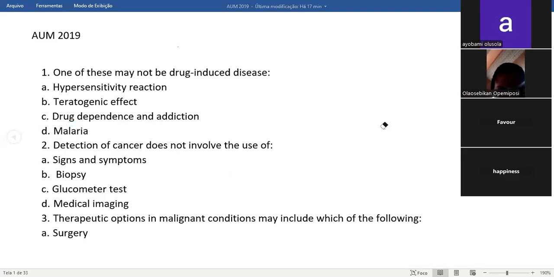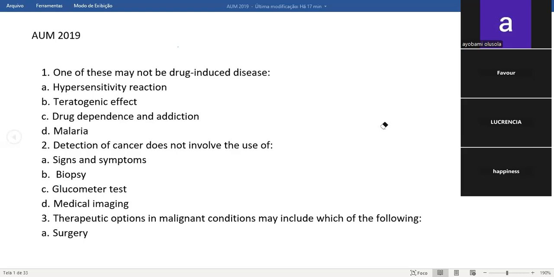Question 2, detection of cancer does not involve the use of... C. Biopsy. Glucometer test. Yeah, the answer is glucometer test. What's glucometer test used for? For diabetes. Yeah, it's for checking glucose level, rapid diagnosis of blood glucose.